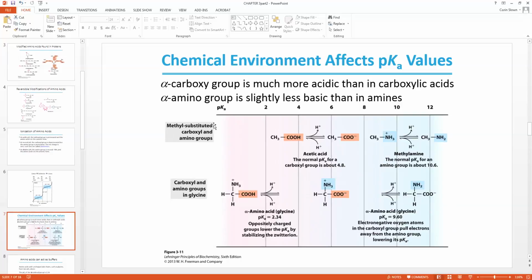Likewise, if we were to have, say for example, a methyl substituted carboxyl and amino groups, we would actually see a slight shift, right, where methylamine, the normal pKa for the amino group, is about 10.6, whereas the normal pKa for our carboxyl group is about 4.8. So it's useful to think about how the environment that an amino acid is in will impact its behavior.